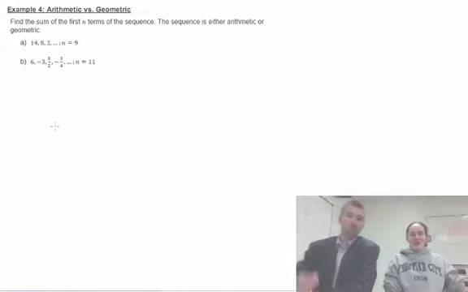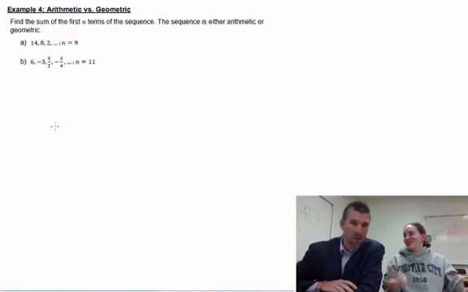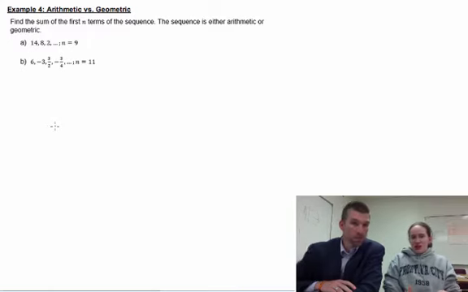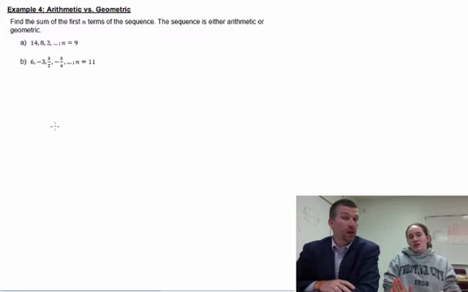Me too. Example 4. No, we said it too soon. We're not quite to the infinite thing yet. All right, so find the sum of the first n terms of the sequence. The sequence is either arithmetic or geometric. So it's arithmetic if you add the same thing each time, geometric if you multiply the same thing each time.